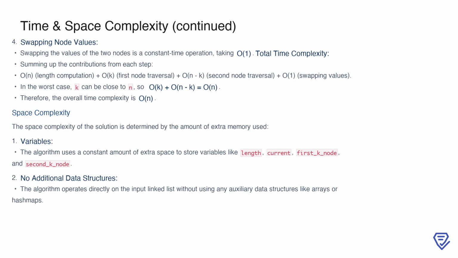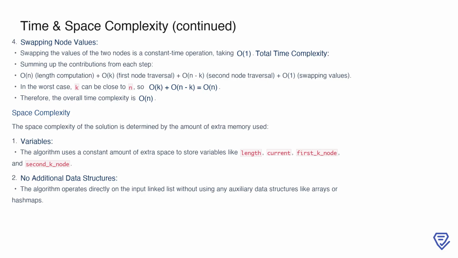To calculate the total time complexity, we sum up the contributions of each step: O(n) for computing the length, O(k) for finding the kth node from the start, and O(n - k) for finding the kth node from the end, and O(1) for the swap. In the worst-case scenario, where k approaches n, the terms k and n - k combine to n. Therefore, the overall time complexity of the algorithm is O(n).